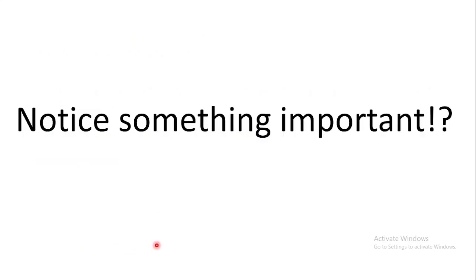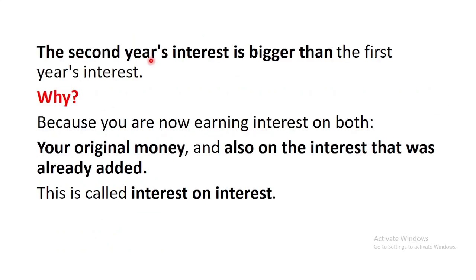So if you notice something very important, the second year's interest is bigger than the first year's interest. Why? Because you are now earning interest on both your original money, that's the money that was invested, also known as the principal, and also on the interest that was added already. So that is called interest on interest.